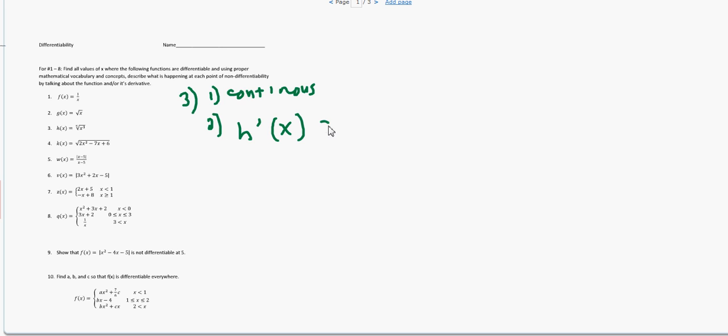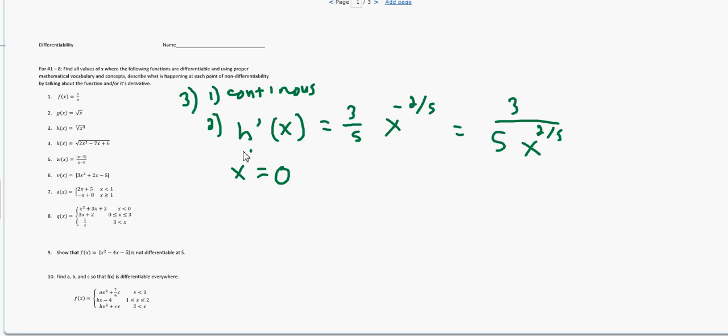H prime of x is equal to, let's do the 3/5 power, so 3/5 x to the negative 2/5, which is the same thing as 3/5 x to the 2/5 in the denominator. Now x equals 0 is a problem, so we need to investigate that. We know it's not differentiable there. However, the function is continuous.